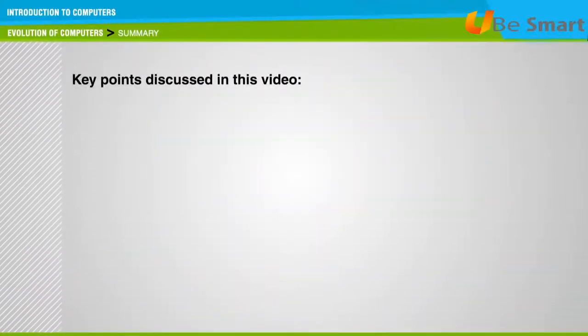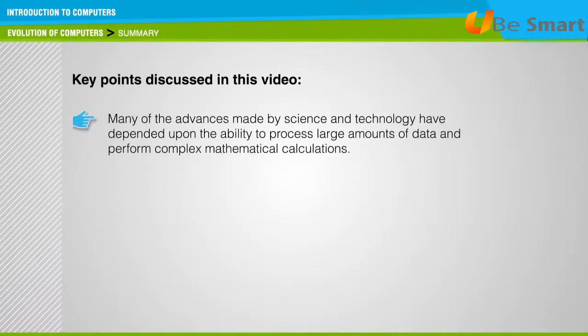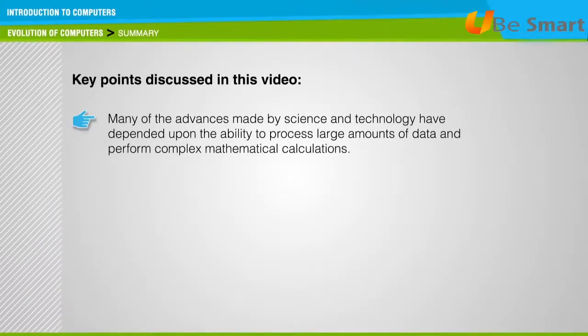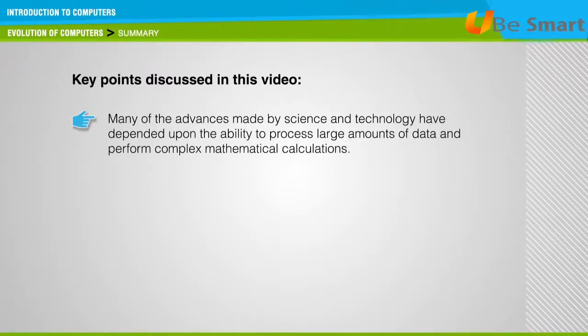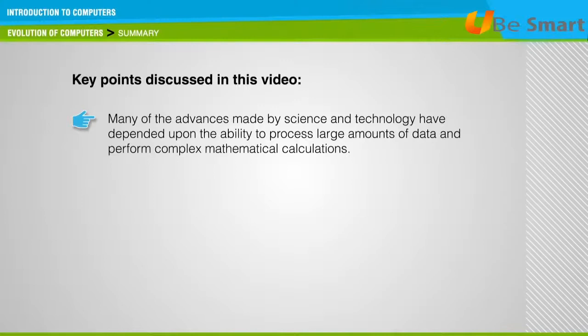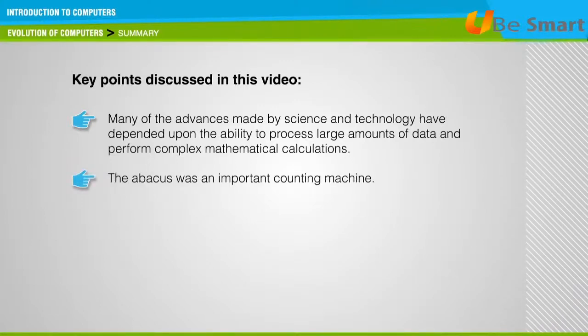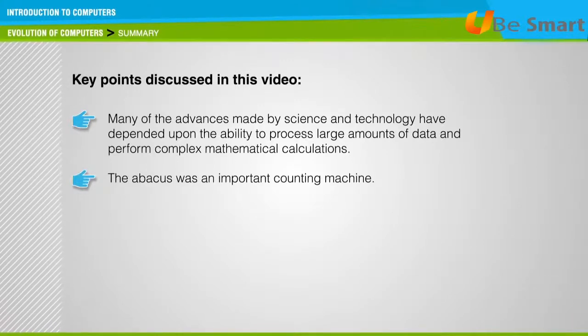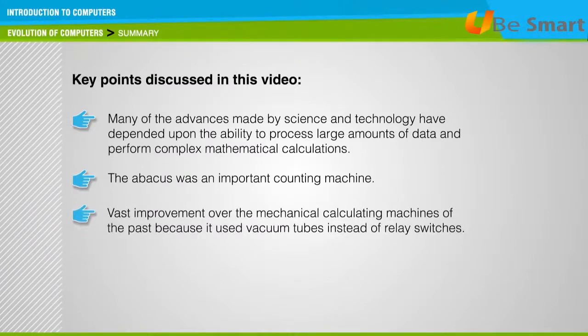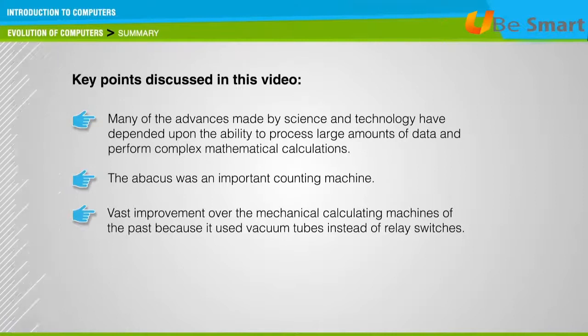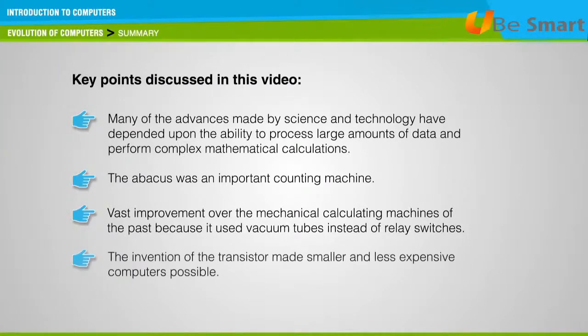Key points discussed in this video. Many of the advances made by science and technology have depended upon the ability to process large amounts of data and perform complex mathematical calculations. The abacus was an important counting machine. Vacuum tubes were a vast improvement over the mechanical calculating machines of the past because they were used instead of relay switches. The invention of the transistor made smaller and less expensive computers possible.